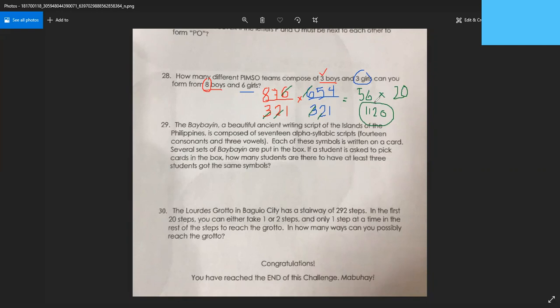Wait, 56 over, wait, what? 56 what? What do you mean? Like, after you multiply, what will it be next? 56 times 20, that is 1,120. Oh, okay. Wait, what's your question here? This one? Never mind. It's okay now, sorry. Okay. Now, clear?